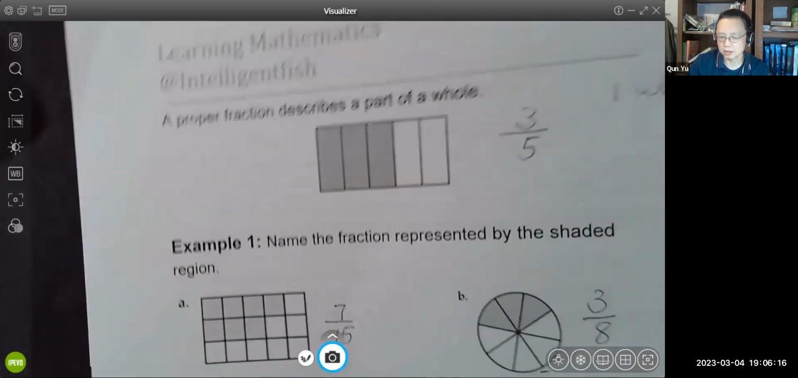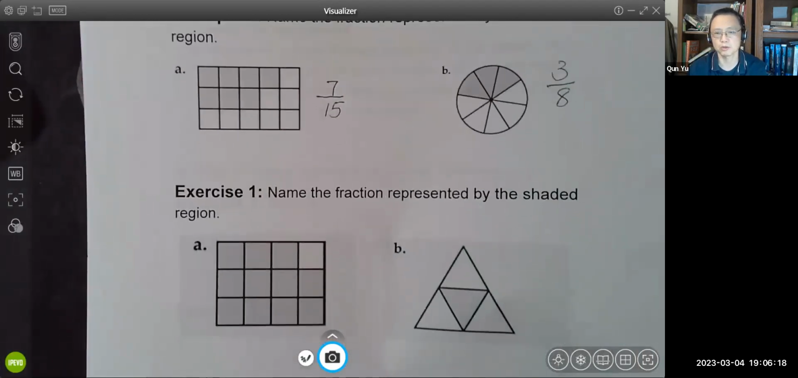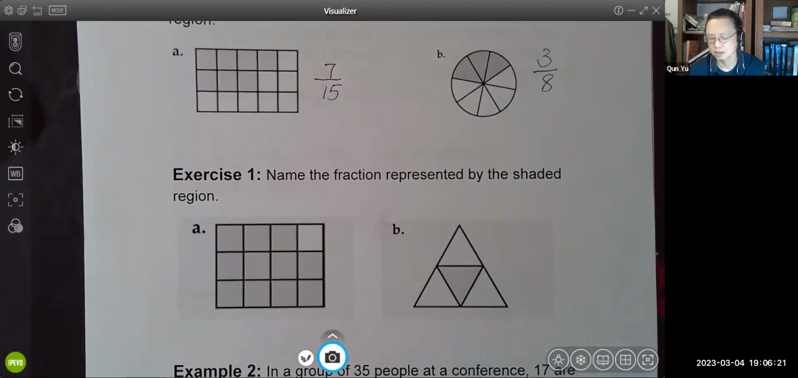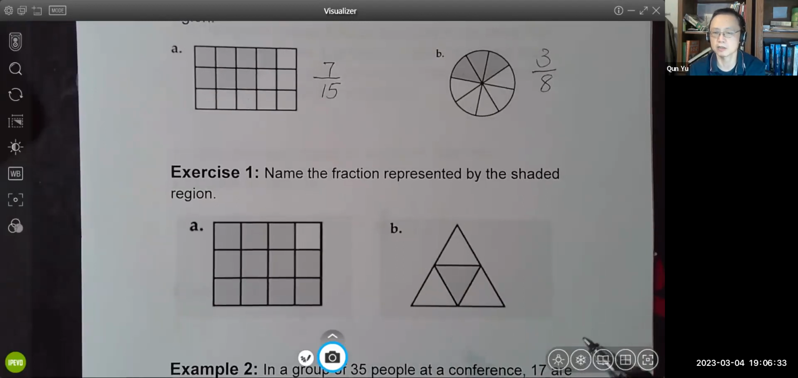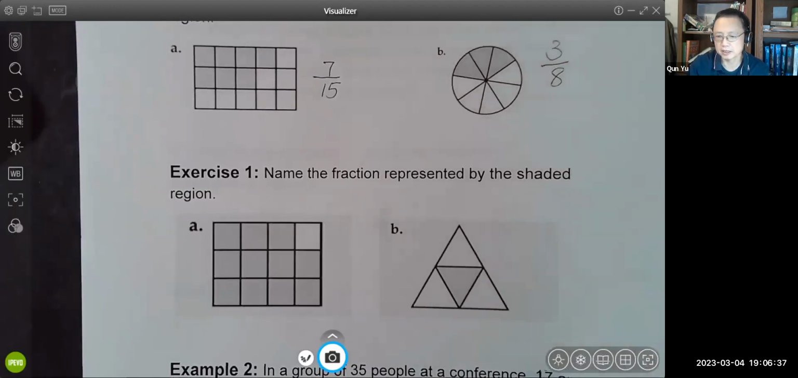Now, here is your first set of questions. You have 2. And name the fraction. Just write the fraction according to the graphs. And the answers to all of the exercise problems in my video are in the comment area below the video. Now, let's look at our second example.